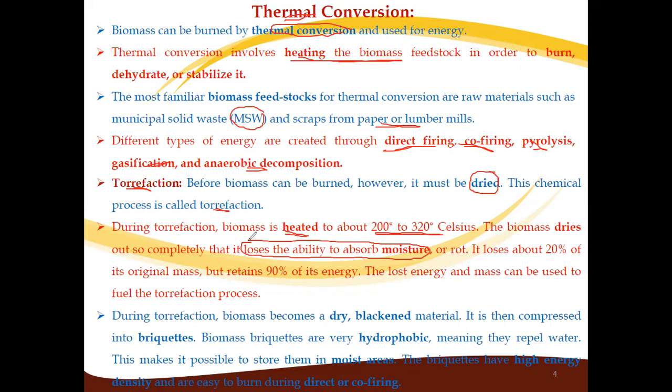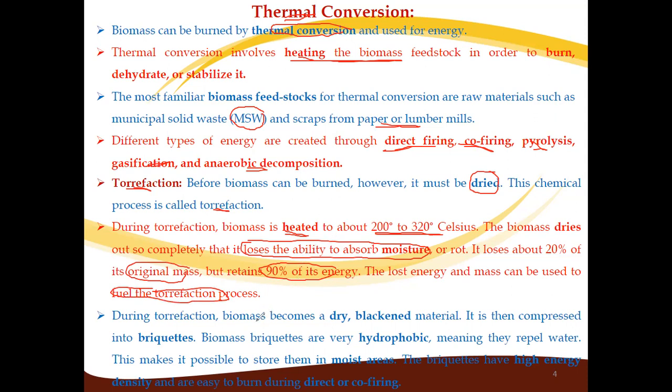And it loses about 20% of its original mass. So the mass of this biomass gets reduced by 20%, but 90% of the energy gets retained. So out of 100% energy, we get 90% of the energy, and the mass is reduced by up to 20%. So there is a loss of energy and mass, and for that we require a fuel for this torrefaction process. So we require fuel for heating.